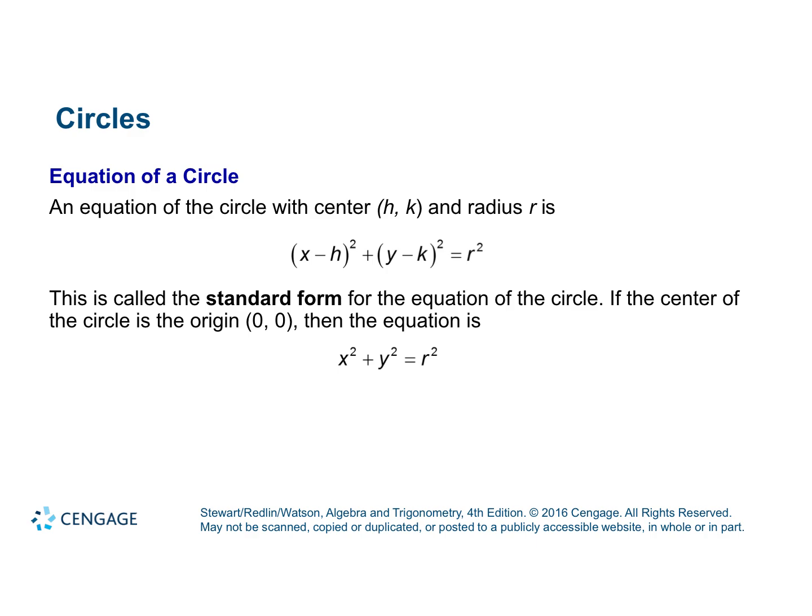So here we have the equation of a circle. An equation of a circle with center (h, k) and a radius r is given by the formula (x minus h) squared plus (y minus k) squared equals r squared. And that is called standard form for the equation of a circle. If the center of the circle is at the origin, so at (0, 0), the equation of a circle is just x squared plus y squared equals r squared. So I'm going to go ahead and write the formula up here so we don't forget it: (x minus h) squared plus (y minus k) squared equals r squared.